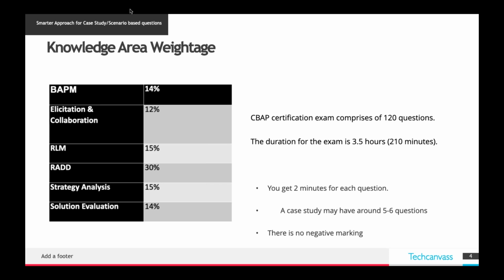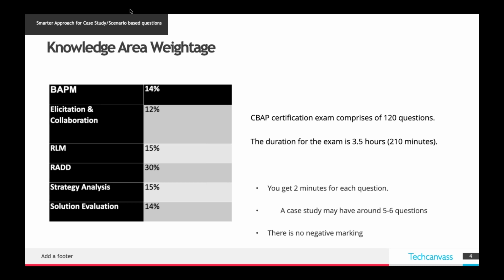Before you begin the certification, you need to know where you have to put the effort. If you see the contents there in the slide, you can notice that RADD is the most important chapter, because 30% of the questions will come from it. So if you have 120 questions, 30% of the questions will come from one particular knowledge area. Does that mean that the rest of the knowledge areas you can ignore? No. For the rest of the knowledge areas, on average, you can expect 15 to 16% of the questions.